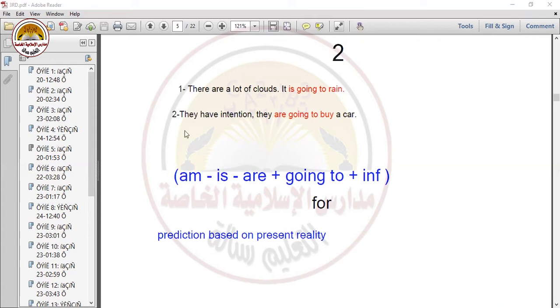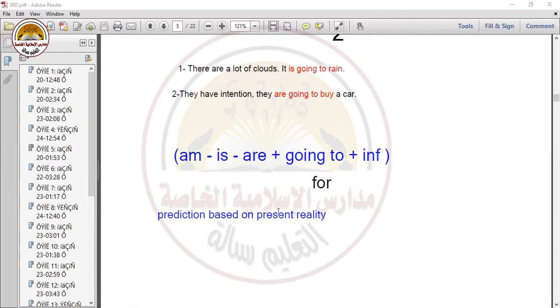Number two, if you have intention to do something, they are going to buy a car. So we use verb to be with going to plus infinitive for prediction based on present reality or if we have intention.